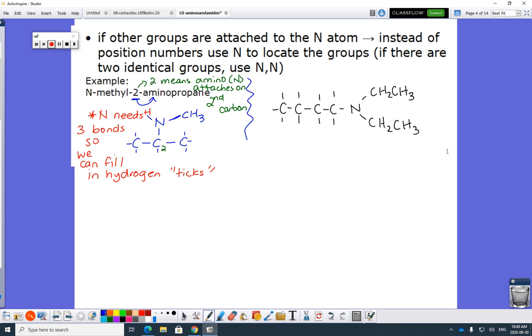Yes, Emma. 2 means amino. And then in brackets, I put an N, capital N. And then attaches on second. And I did the short form.